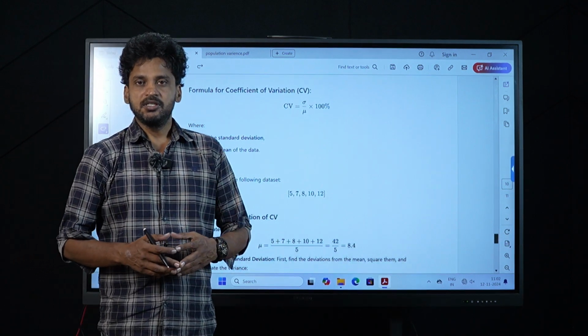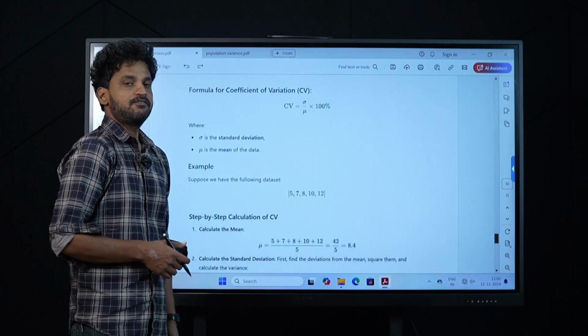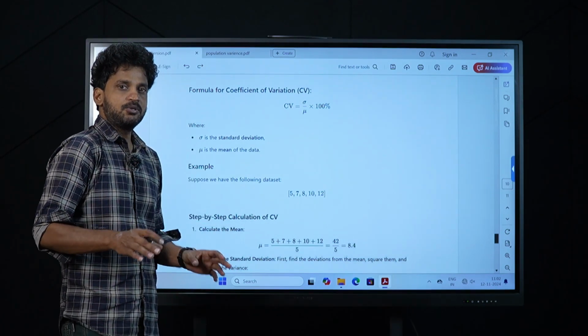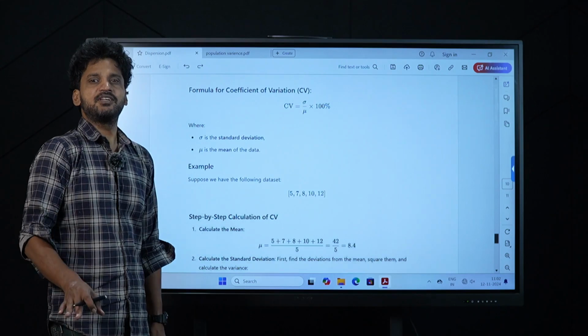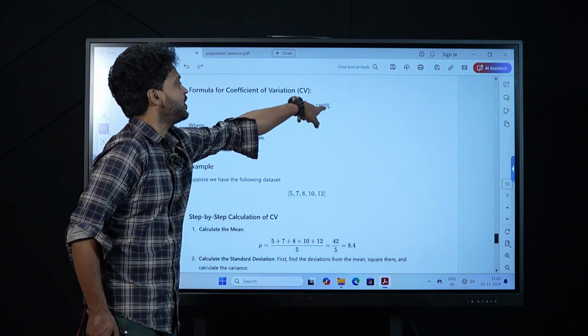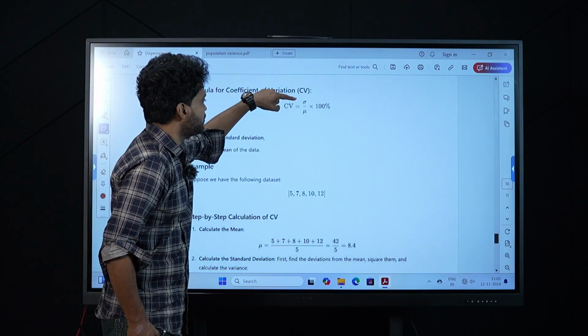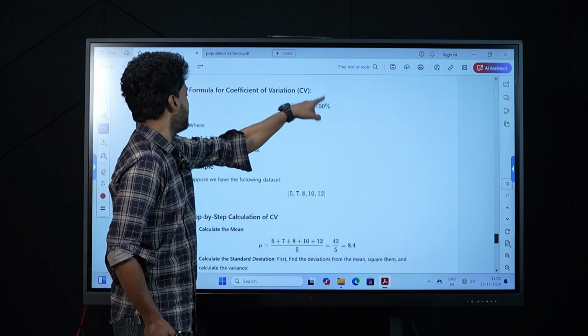Next approach for calculating the dispersion is the coefficient of variation. What exactly is the coefficient of variation? It is very simple. It is just standard deviation divided by mean into 100%. Coefficient of variation is equal to standard deviation divided by mean into 100%.